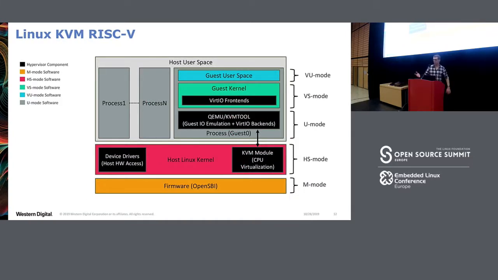And KVM looks a little different. So again, your firmware is in M mode. Your host Linux kernel with the KVM module runs in HS mode. Then your QEMU or KVM tool or whatever you're using runs in U mode, and that's part of virtualization. And then your guest kernel and guest user space run in VS and VU mode. So this is different to other architectures.